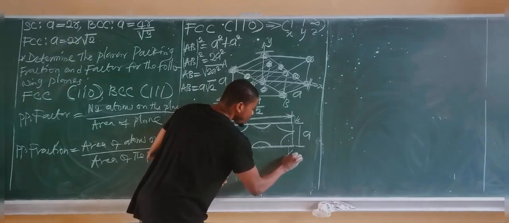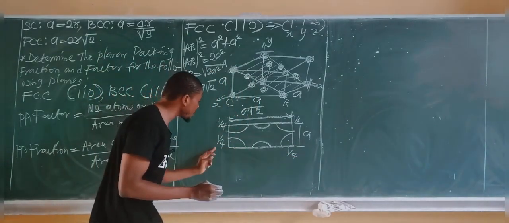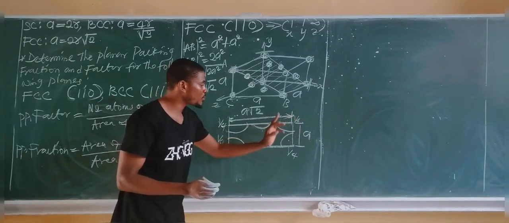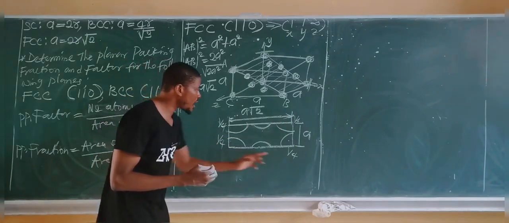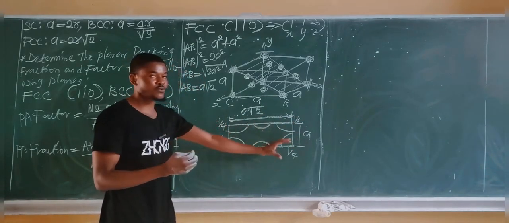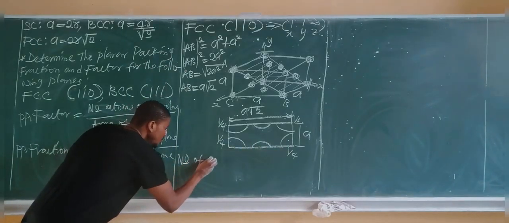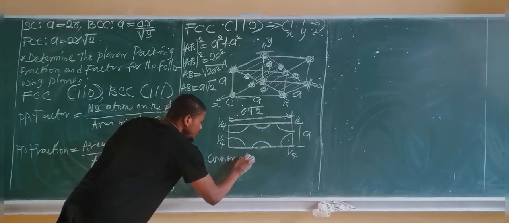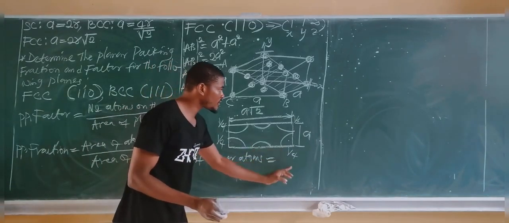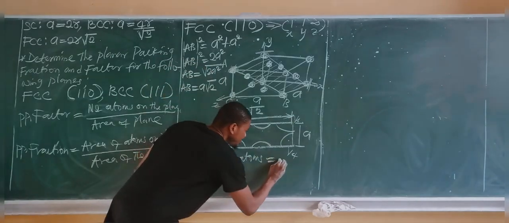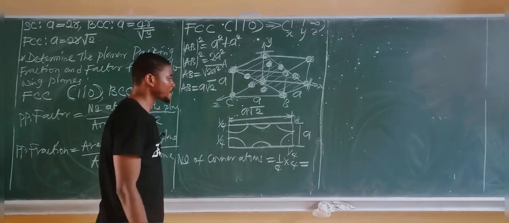This is also providing 1/4 of each side. So the total number of corner atoms is simply 1/4 plus 1/4 plus 1/4 plus 1/4, which gives you 1. Or you can say, since 1/4 appears 4 times, it becomes 1/4 times 4. So the number of corner atoms is equal to 1.